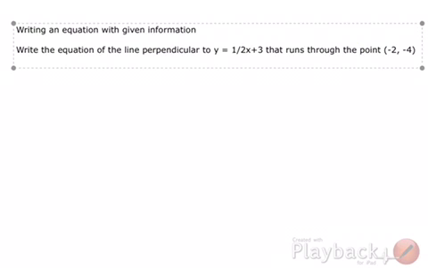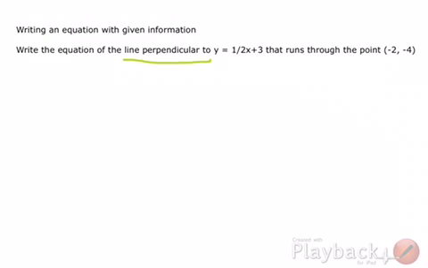Okay, here we go. It looks like the same exact question, but I did change something. It's a small detail, but it's going to be a big thing to miss if you try to read through this problem and answer it. So if you read through this question: write the equation of the line perpendicular to y = 1/2x + 3 and runs through the point (-2, -4).